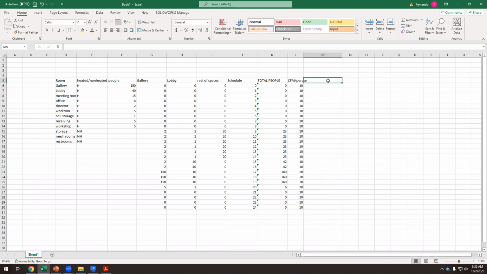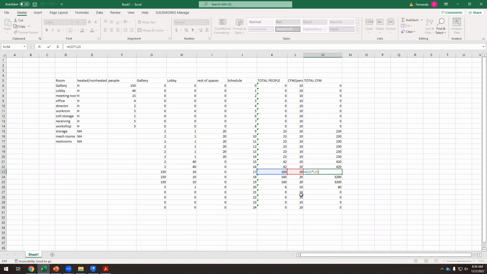Okay, so what's next? Here I need the total CFM. So this total CFM has to equal the number of people times CFM per person, and drag it down. And this is the CFM. Okay, so this is 23 times 10. And when we have the full occupancy, we have 160 times 20. Okay. So this is 1 day in terms of occupancy.